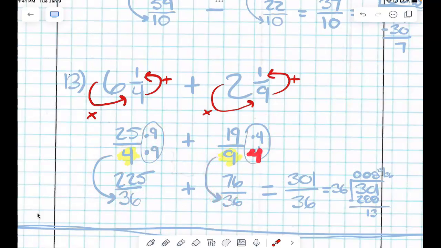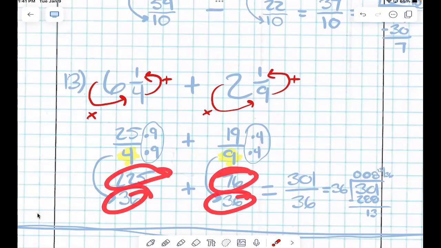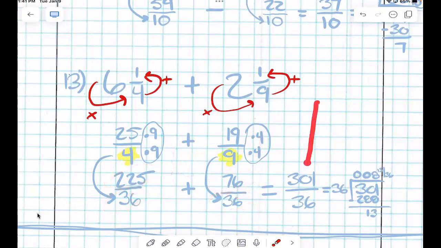Okay, how do I get from 9 to 36? 4. So what do I multiply the top by? 4. Can I use my calculator? Yes. Now my denominators are the same. Can I use my calculator to add my numerators? Yes. Is this my final answer?